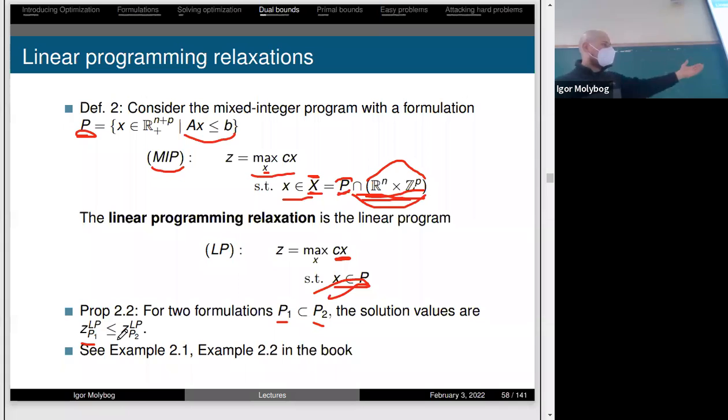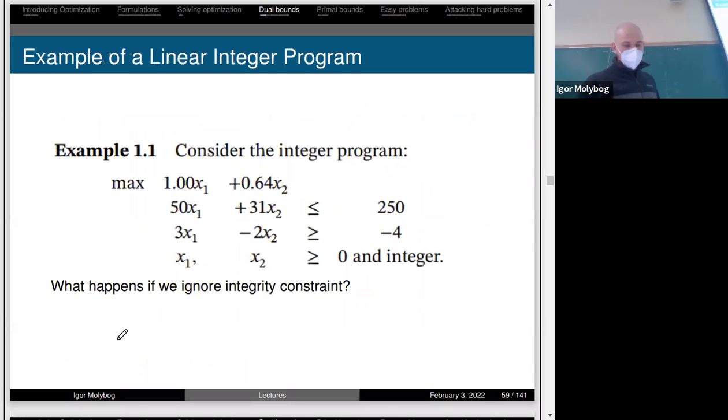So whenever you're doing a relaxation, it is much better to have a better formulation than the worse one. Which again explains why we introduced the better and the worse formulations in the first place. There are a couple of examples in the book, example 2.1, example 2.2. I will turn to them if it's necessary. However, first I would like to come back to the example from the first chapter and consider that.